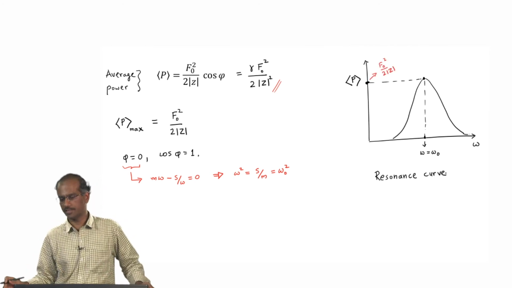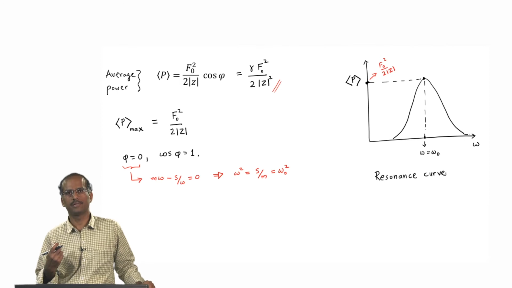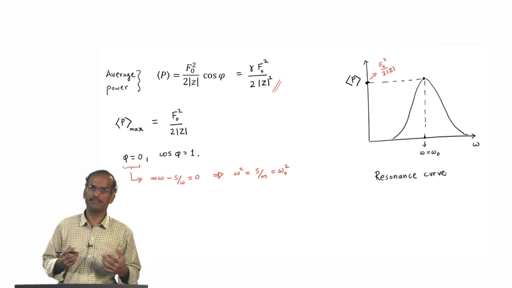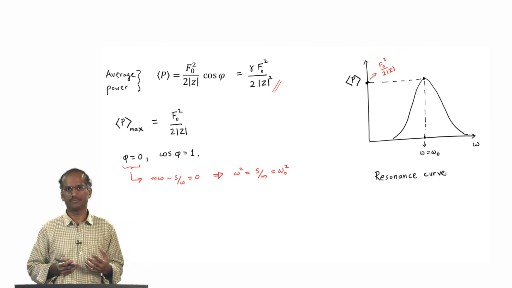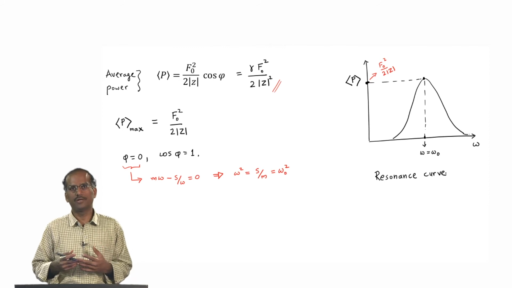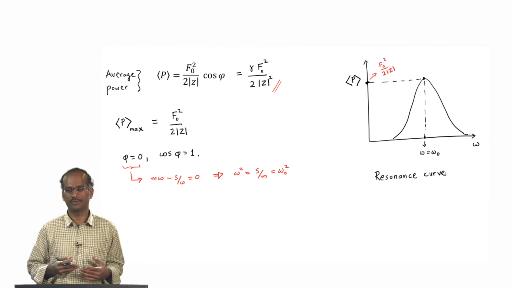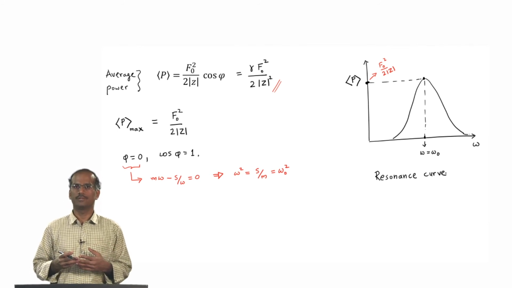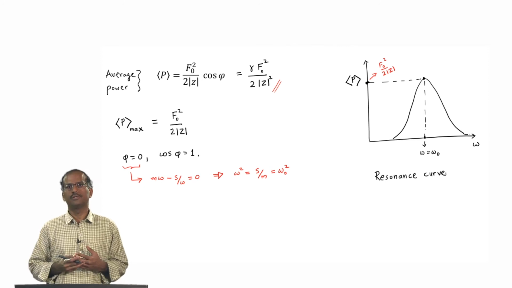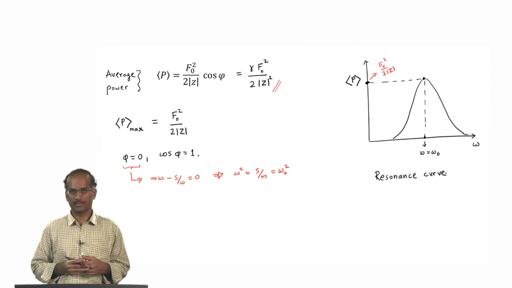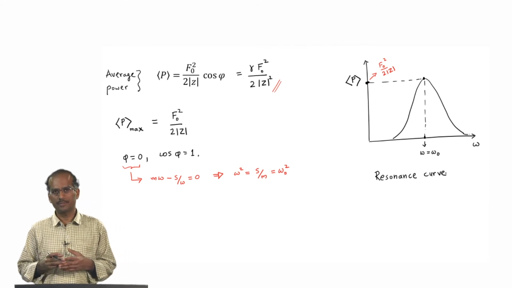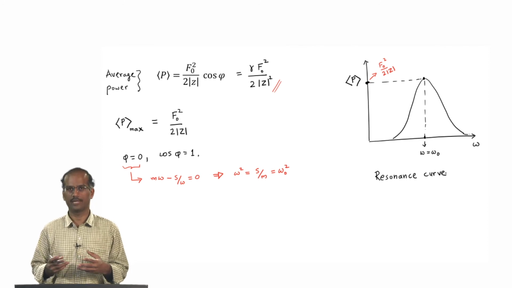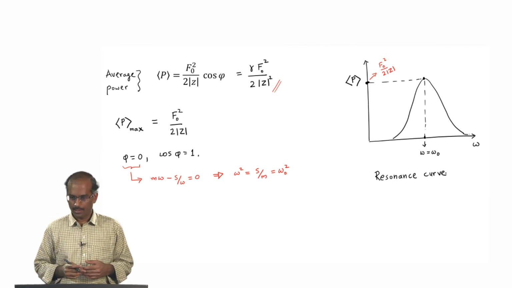This tells us physically that maximum power is absorbed by the oscillator when the driving frequency matches the natural frequency of the system, and it also tallies with the earlier resonance idea that we saw: when you drive it at the natural frequency, the amplitude of velocity is the largest, and the amplitude of displacement is nearly the largest.